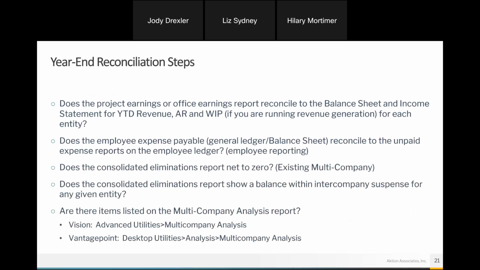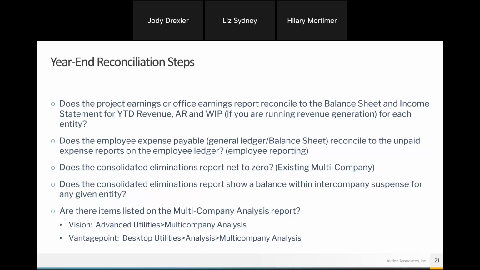One of the other things that I recommend is that you run a project earnings or an office earnings report to reconcile to the balance sheet and income statement for year-to-date revenue. And I recommend doing this monthly, but if you want, just do it at year-to-date for revenue, accounts receivable, and WIP, as long as you're running revenue generation, and you want to run it for each company. And if you are multi-company and multi-currency, you may have to use additional calculations or run different reports so that things tie out.